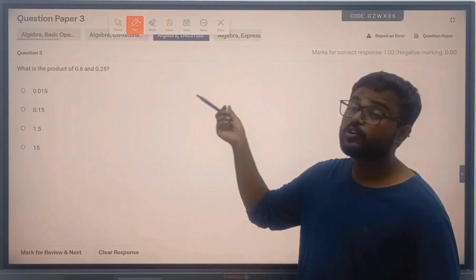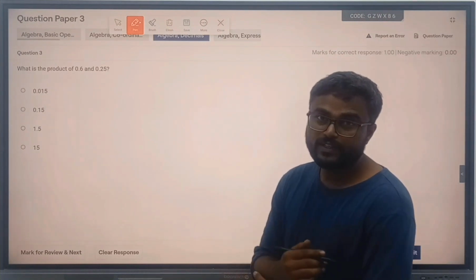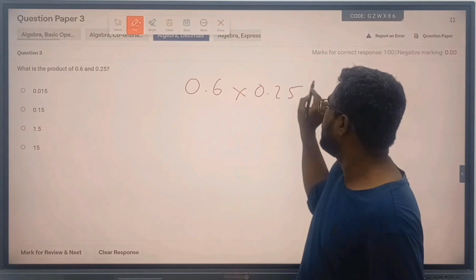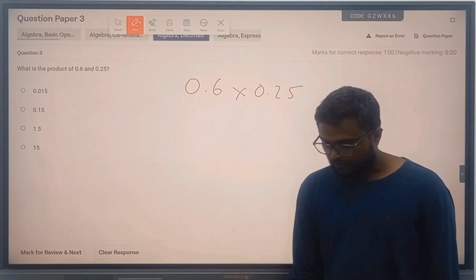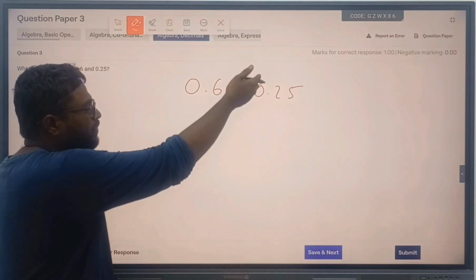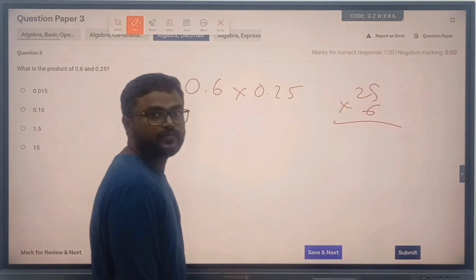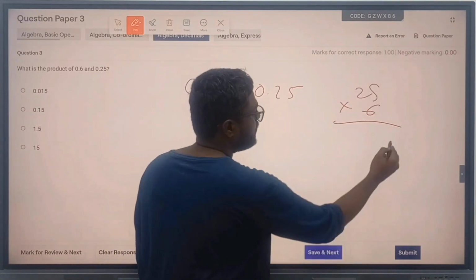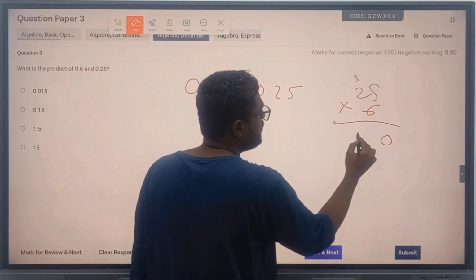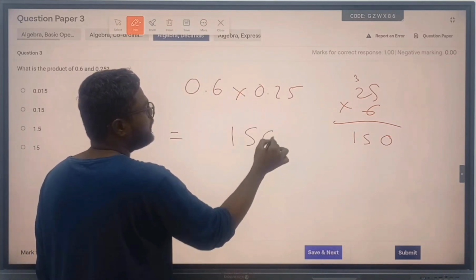Next, what is the product of 0.6 and 0.25? So what do we do about that? 0.6 times 0.25. If I have to solve this question, the first thing I'm going to do is forget about the decimals. I'm going to multiply 25 and 6. 25 times 6. 6 times 5 is nothing but 30. Carry the 3 over. 6 times 2 is nothing but 12. 12 plus 3 is nothing but 15. So initially I'll write 150.